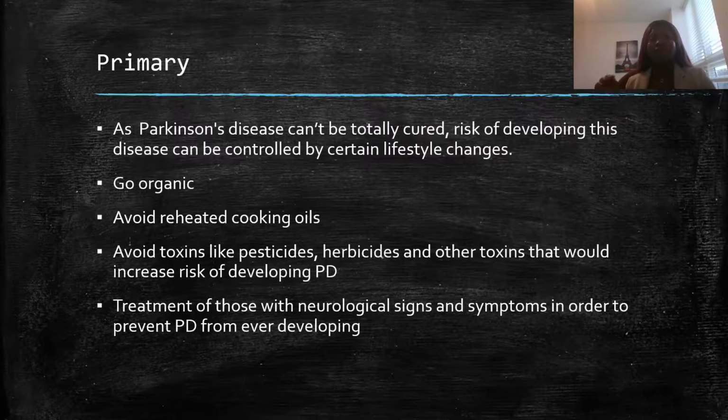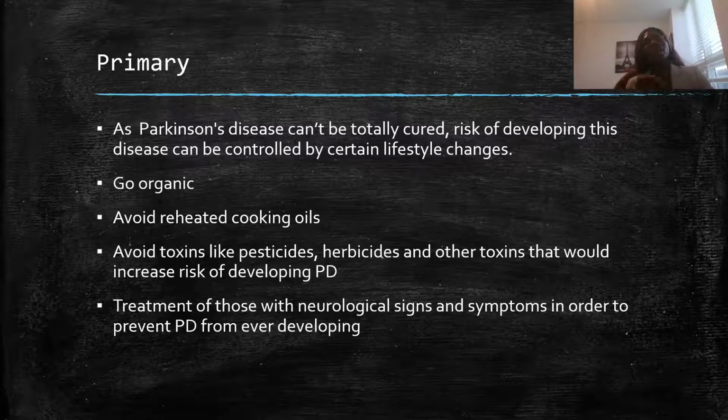Now for the primary preventative strategies, I'm sure you can take a good guess on what I mean by this. As Parkinson's has no cure, several neurodevelopmental disorders have no cure. Now, the risk of developing this disease can be easily managed when we break it down to our lifestyle changes or certain things in our environment.